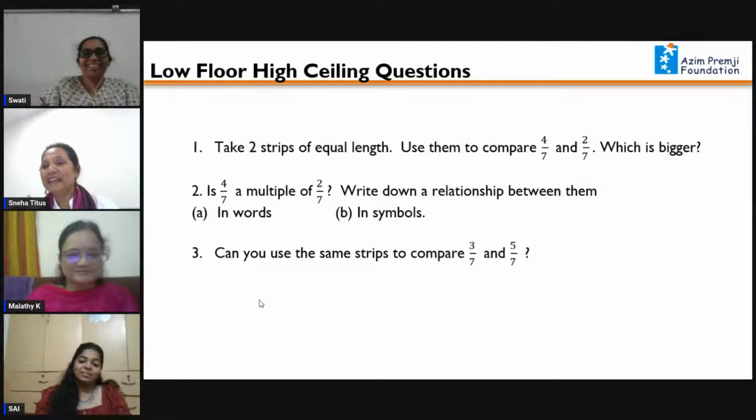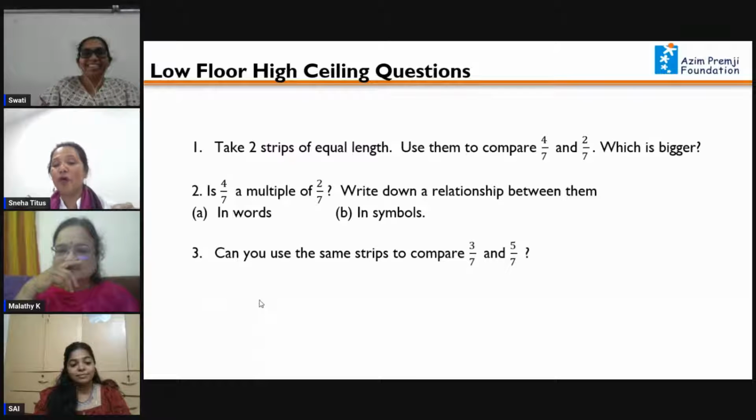What she's saying is, I will take 1/7 more on either side. And because I know that 2/7 is less than 4/7, I will add 1/7 on both sides of the inequality. And I will say that, look, I've shaded 3 parts out of 7 here and 5 parts out of 7 there. And I am able to see that 3/7 is less than 5/7.